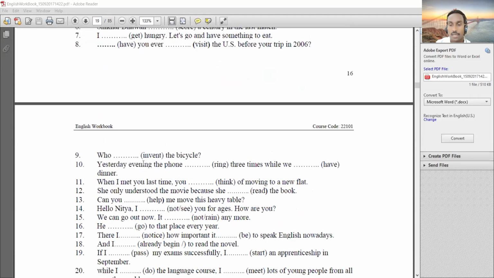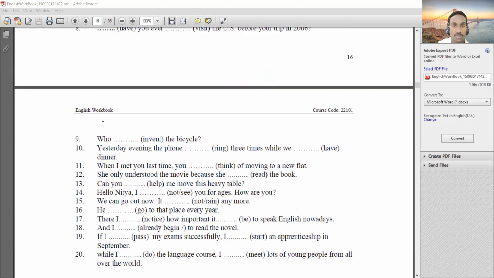Okay, then let's come here with number 10. Number 10 says, yesterday evening the phone (ring) 3 times while we (have) dinner. Rang. It is rang. There are two blanks, first and then second. We're having dinner. Yes, that is right. What you people are saying is right.